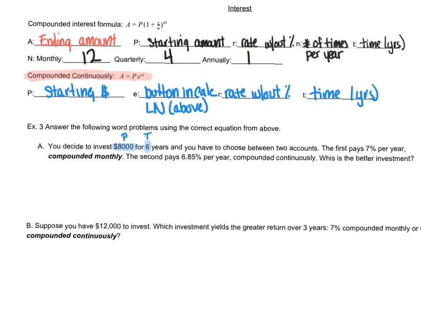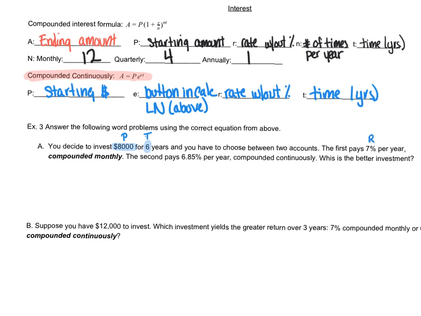Okay, so you want to... The first pays 7% compounded monthly. So, okay, 7% is going to be my rate. There we go. So this is going to be my rate.